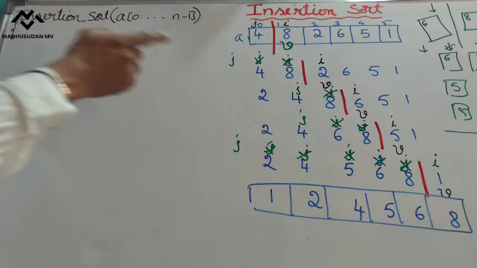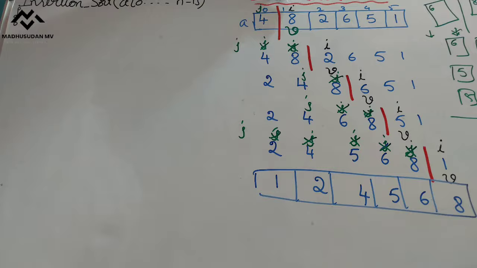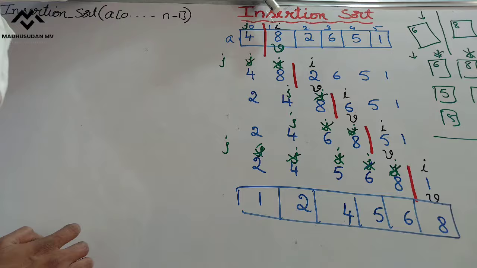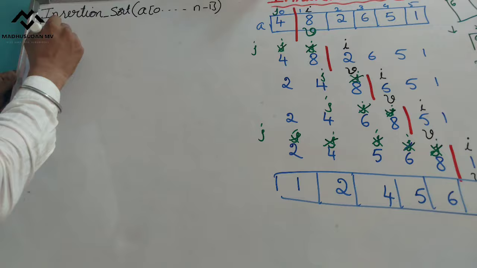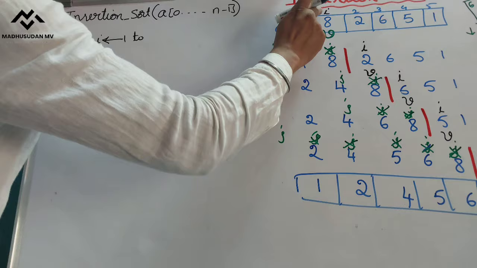So here, I know exactly from where to where I started i. I started i at position 1, and I stopped at the last position. Last position means n minus 1. So I know from where I started and exactly where I stopped, so I'm using a for loop. For i starting from 1 to which position? I started i from 1 and stopped at position n minus 1. So i is equal to 1 to n minus 1.